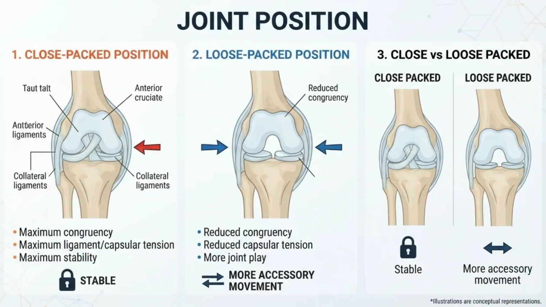In this position, the joint surfaces are less tightly compressed and the capsule and ligaments are relatively relaxed. This generally allows greater accessory movement or joint play. Loose packed positions are therefore particularly important when assessing or applying certain manual therapy techniques.